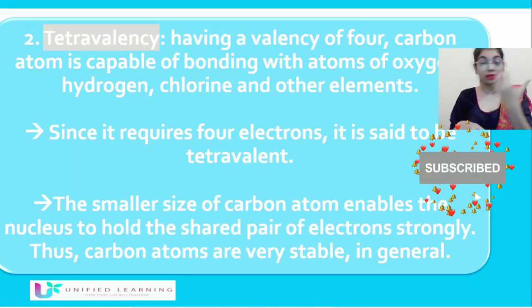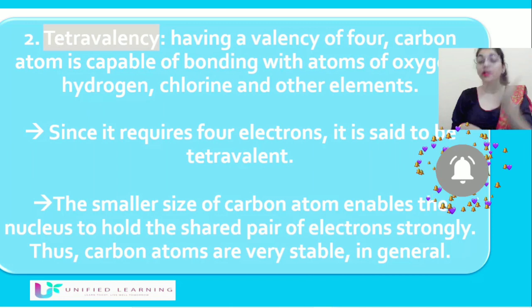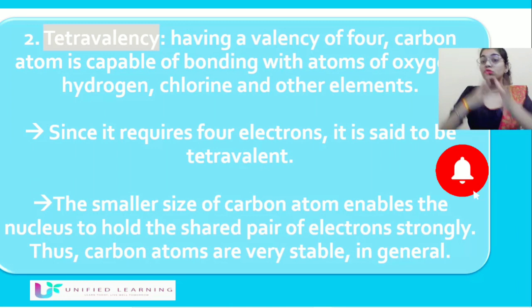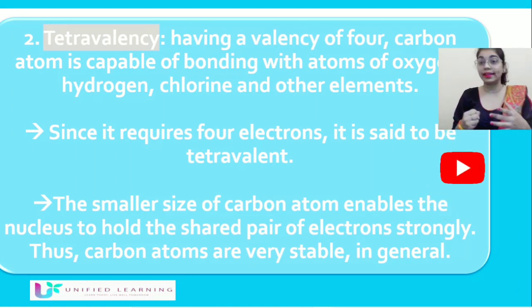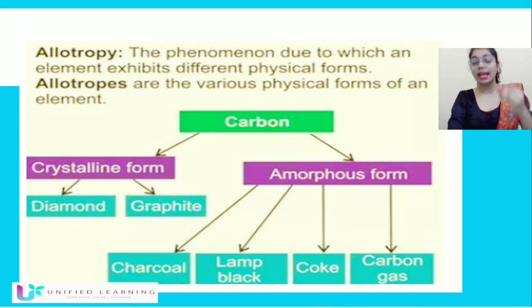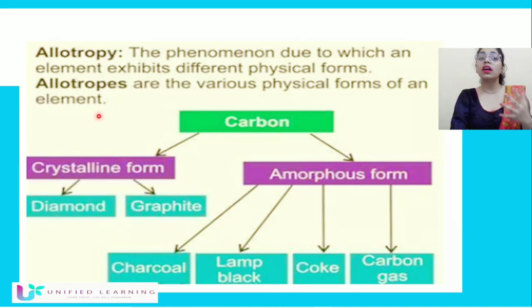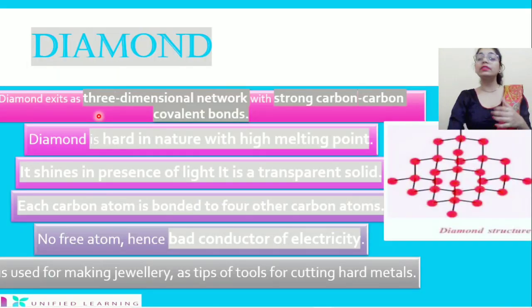So कार्बन का जो साइज है वो छोटा है. So इस वजह से जो उसका न्यूक्लियस है वो एटम्स में जब इलेक्ट्रॉन्स शेयर होते हैं तो वो उनको स्ट्रांगली होल्ड कर लेता है. Okay, moving further with the allotropes. Allotropes are the various physical forms of an element. For example, the crystalline forms are diamond and graphite, whereas the amorphous forms are charcoal, lamp black, coke, and gas carbon also. Moving further with the diamond.